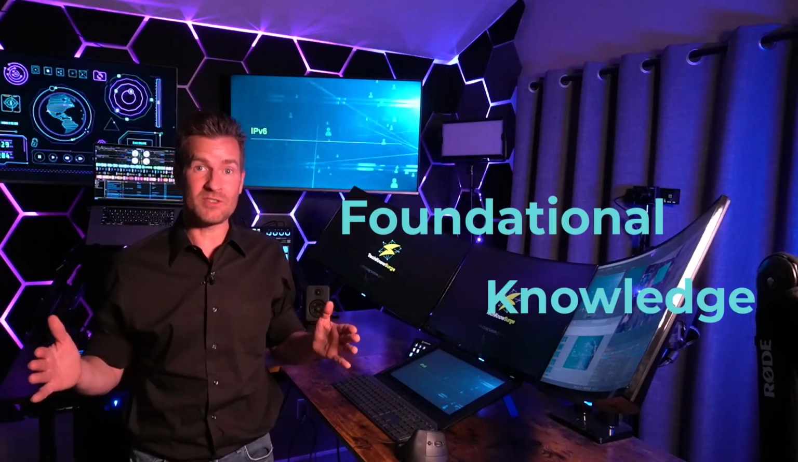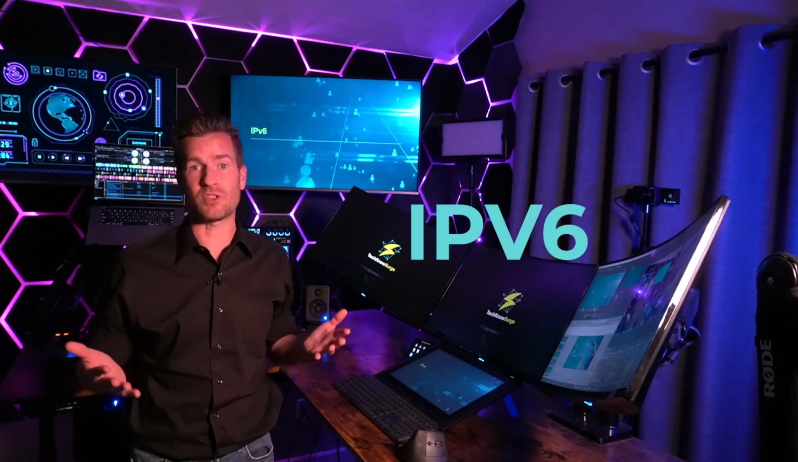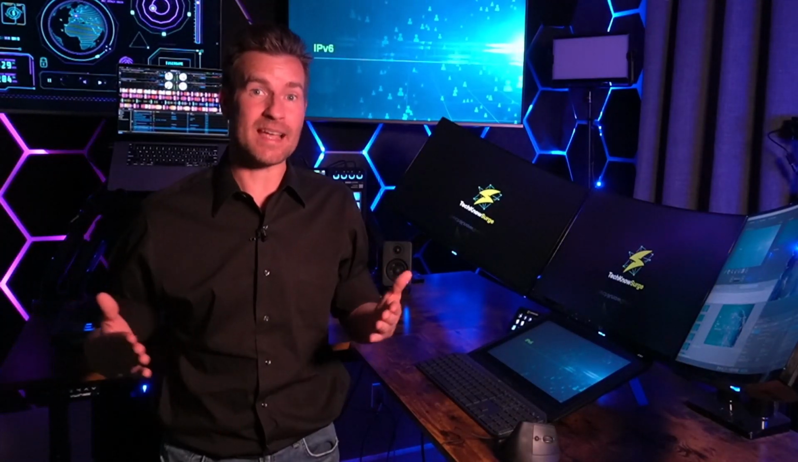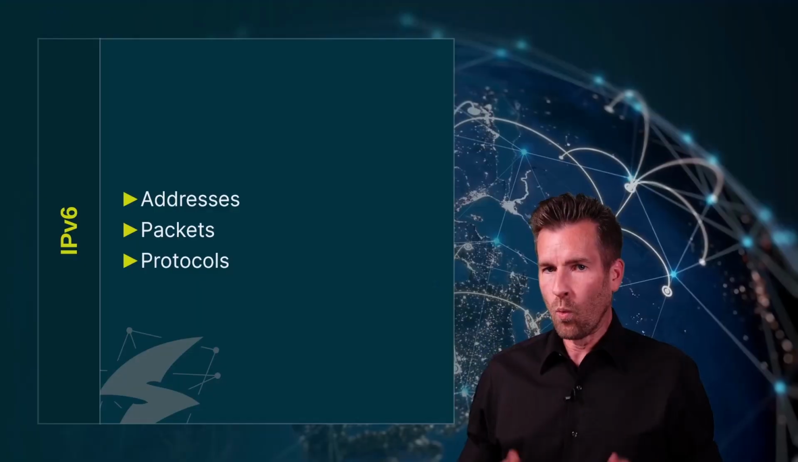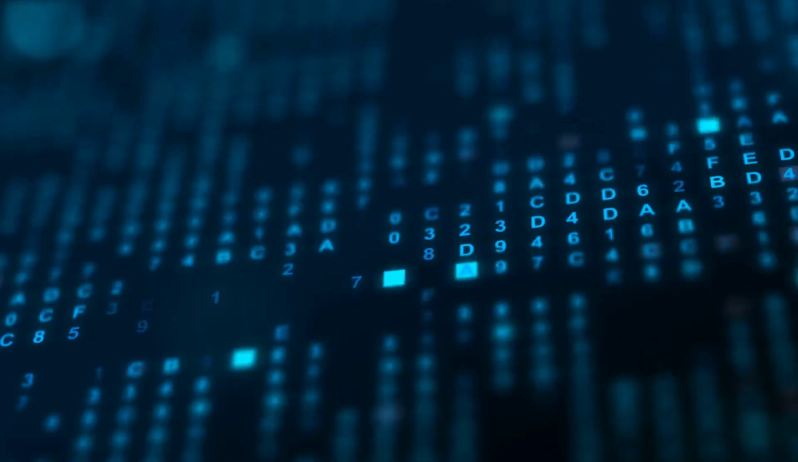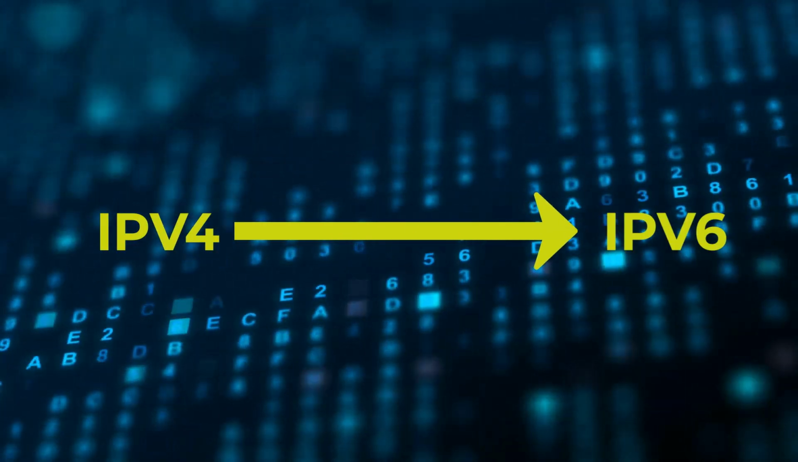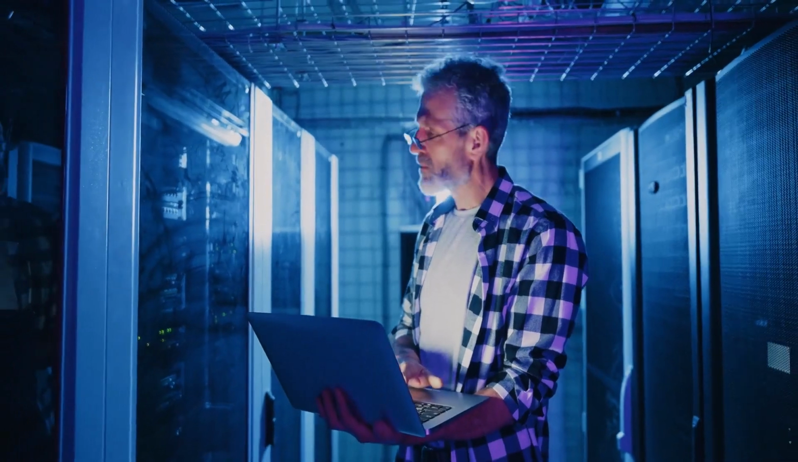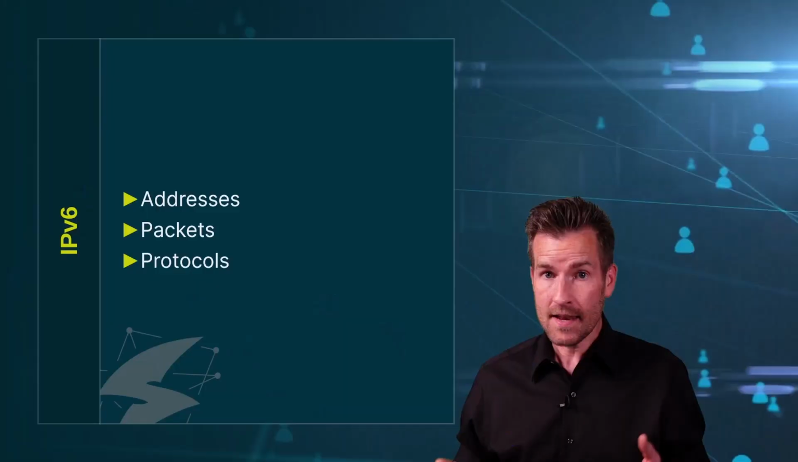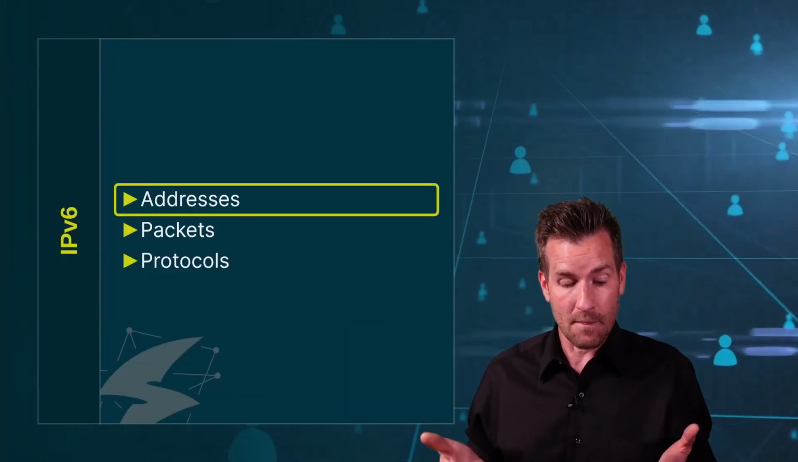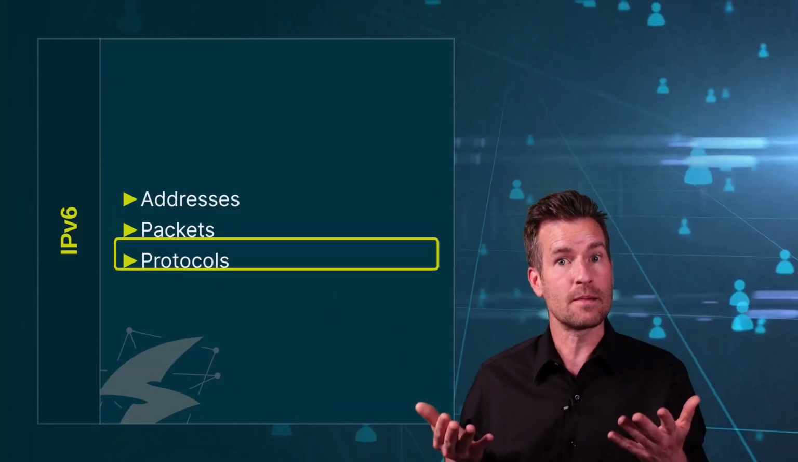In this course, we'll be learning about the foundational knowledge needed to understand IP version 6. In this video, we're going to cover the contents of this IP version 6 course. One thing to understand is when we're upgrading from IP version 4 to IP version 6, we're actually upgrading a few different aspects. Number 1, the addresses. Number 2, the packets. And number 3, the protocols.